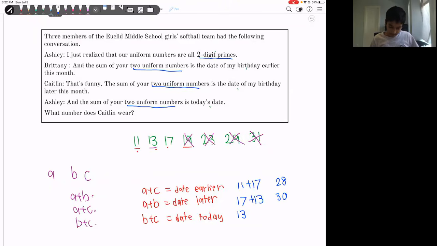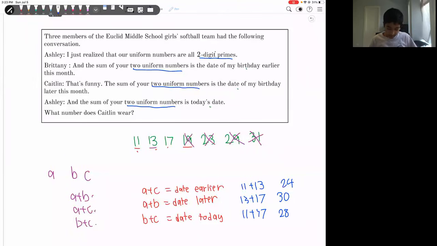So let's see what we can do from here. We have three prime numbers, and the date earlier has to be the sum of the two minimal ones. So this should actually be 11 plus 13. The date later will be the sum of the greatest ones. And the date today will just be the sum of B plus C. We don't really know what it is yet, so let's not fill it in. So we know the date earlier is 24, the date today is going to be 28, and the date later is going to be 30. So now we have these three conditions, and this must be 11 plus 17 in order for it to be 28.